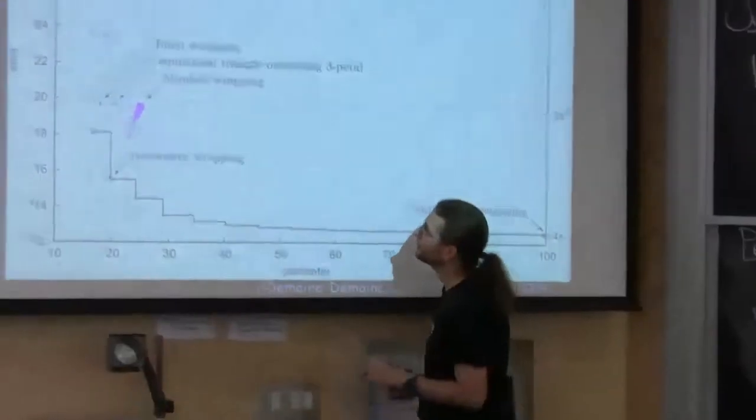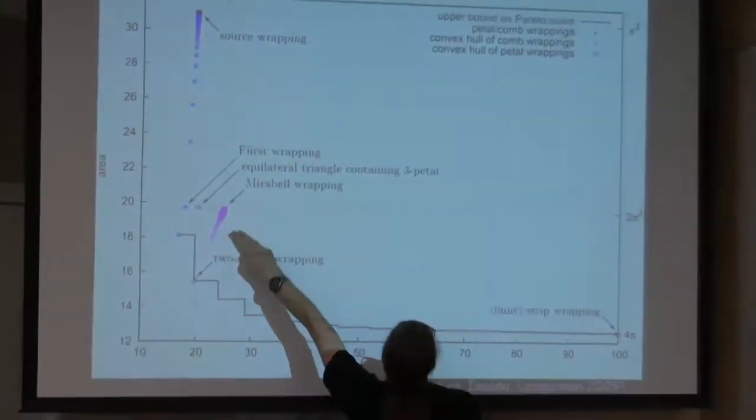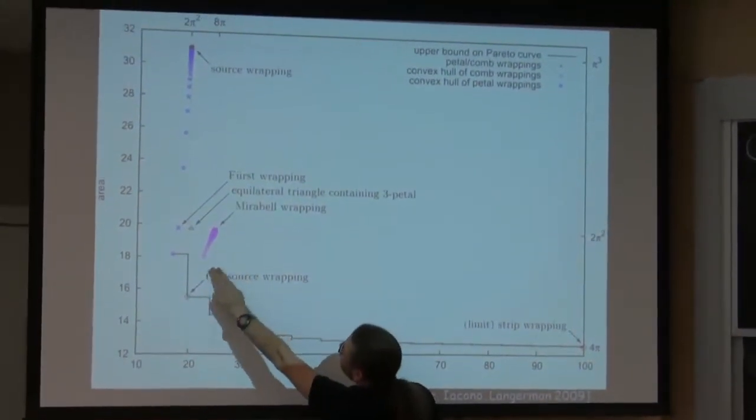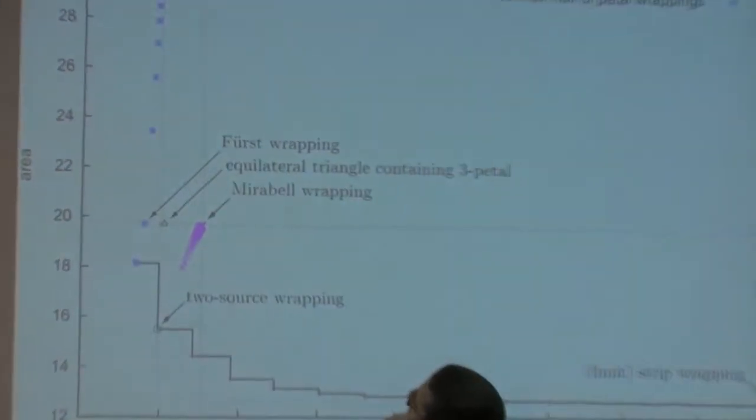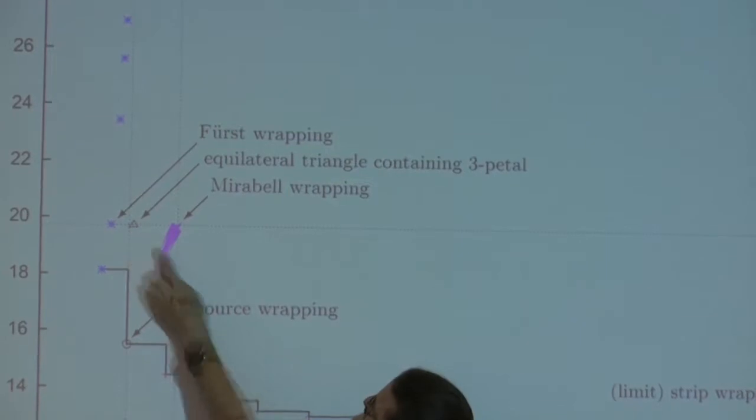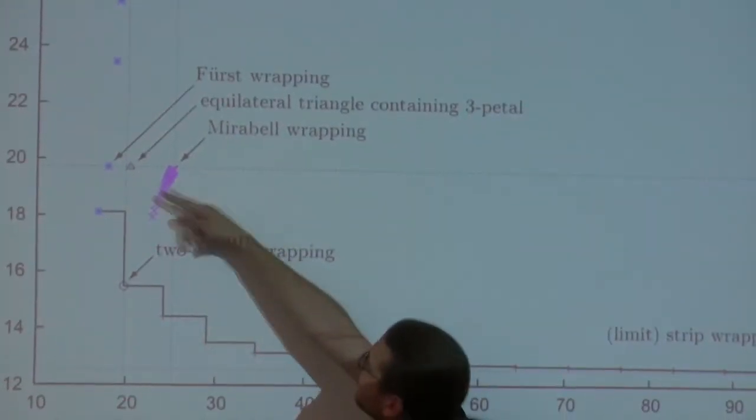Mirabelle wrappings, they're not so good. What are those? The convex hull of comb wrappings. So they're way out here. Clearly first is better. Here's the equilateral triangle, which you can't tell, but it's slightly below that dashed line.